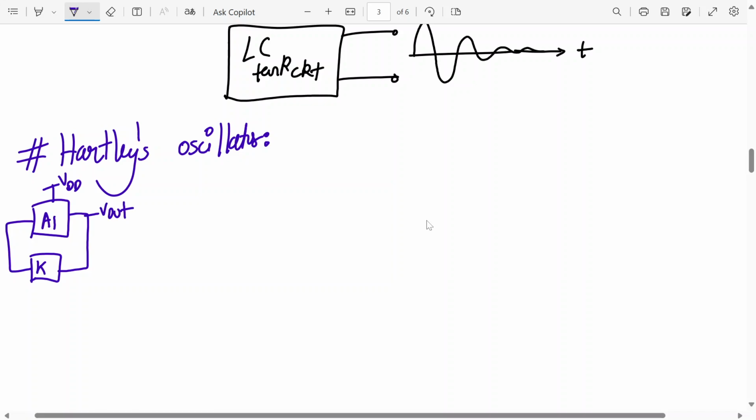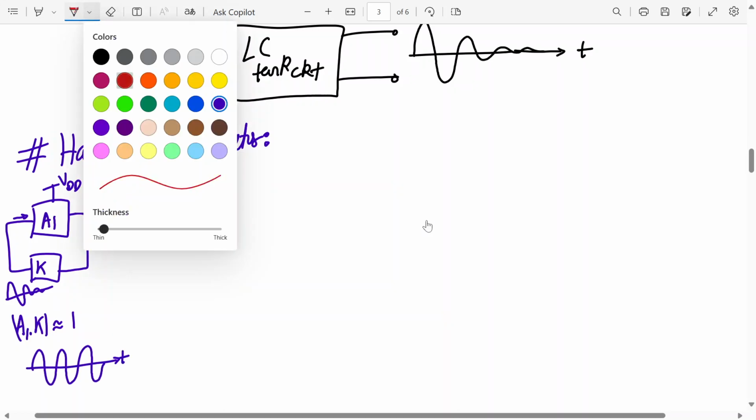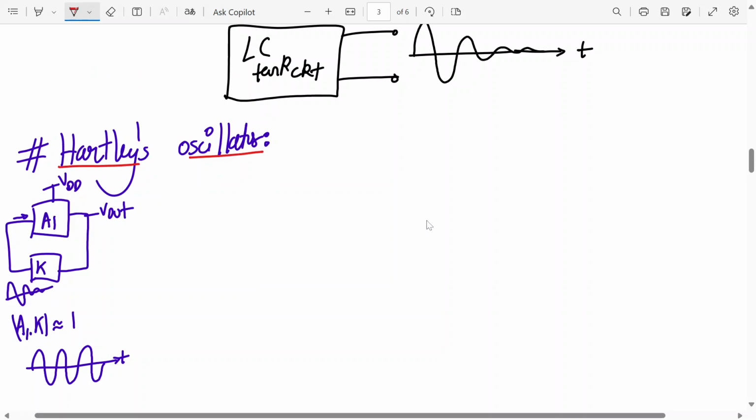Here we have V out, and we know the LC tank circuit will produce oscillations, but they will die out. So these oscillations produced over here are provided to the amplifier. The amplifier will amplify those oscillations, and then again they are fed back to the feedback network, and again back to the amplifier, until we get sustained oscillations, that is, A1 into K becomes almost equal to 1. Unless you have steady state oscillations, this process will go on. That's the working principle of your Hartley oscillator.